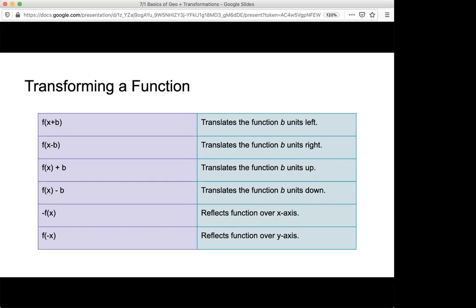So if you have f of x minus b, it translates the function b units to the right. But if you have f of x and then you add b at the end, then it translates the function b units up. And if it's minus b, it translates the function b units down. But don't get mixed up with your x's and y's, because you usually associate negative values with left, but in this case, x minus b means right, sorry.